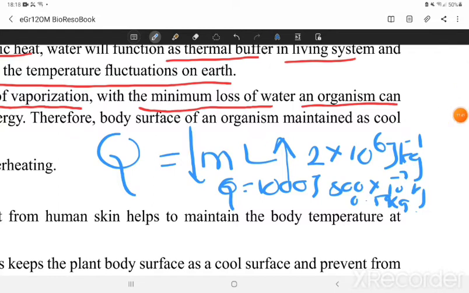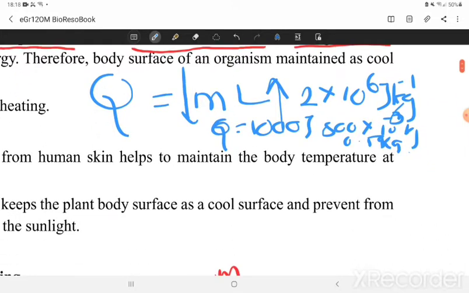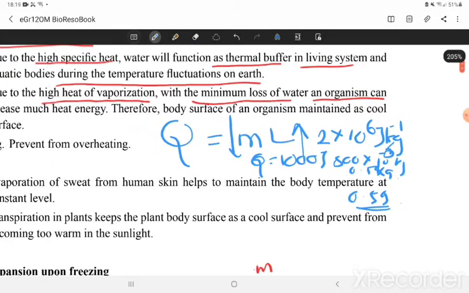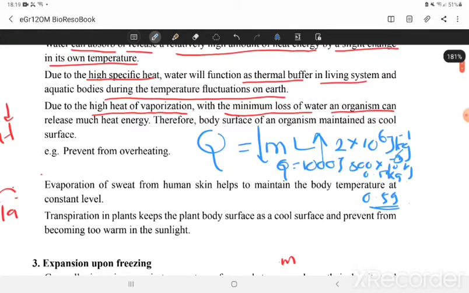Sorry, there's a small calculation error. You see, 500 times 10 to the power minus 6 kg. That means we get 500 times 10 to the power minus 3 grams, which is 0.5 grams. So the answer is 0.5 grams. So the amount of water that has to be evaporated is low compared to the amount of heat that is released or absorbed. Just understand the example. Now we can see that very clearly.